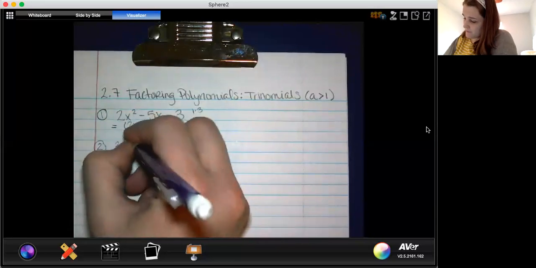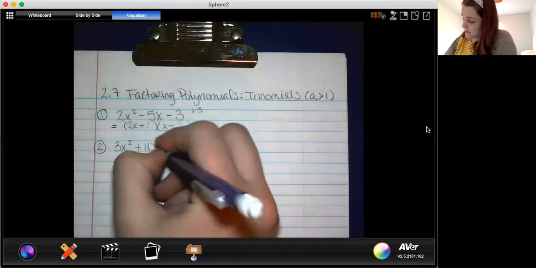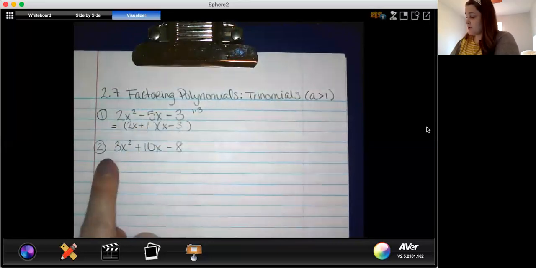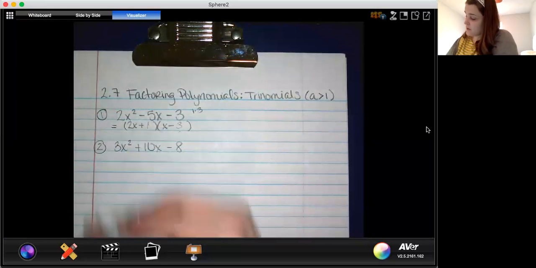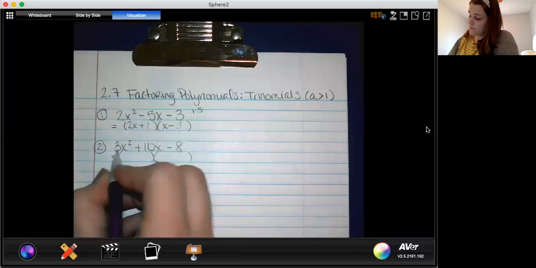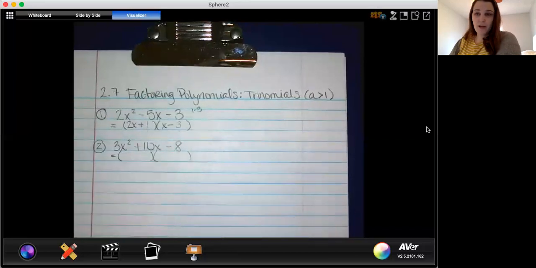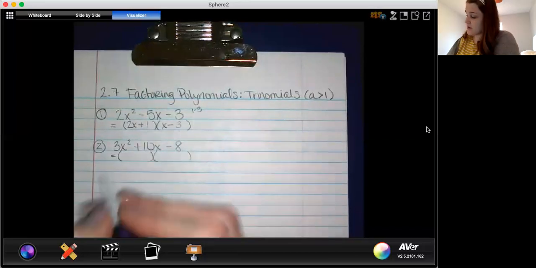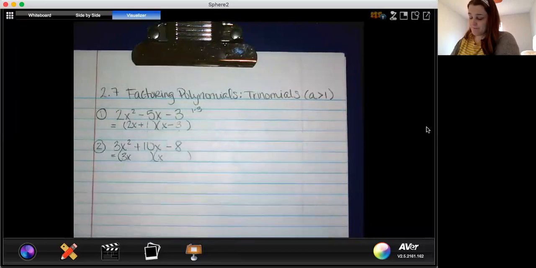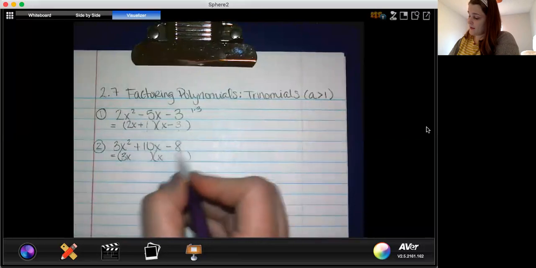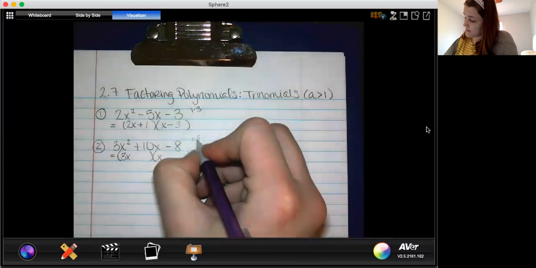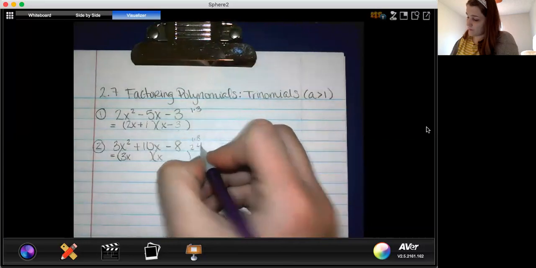3x squared plus 10x minus 8. So again, look for GCF. There's none there. So we set up our binomials. First we want to think about that 3x squared. How do we want to split it? Well, we have to honor that 3, so it means I have 3x and x. And then think about my factors of 8: 1 and 8, 2 and 4.